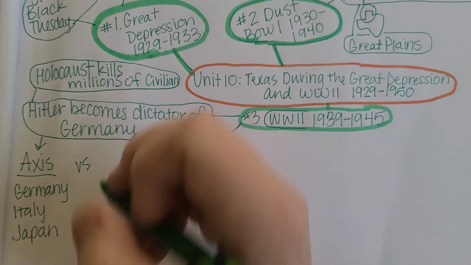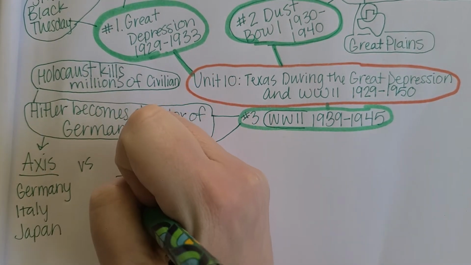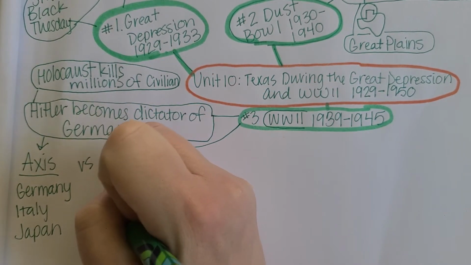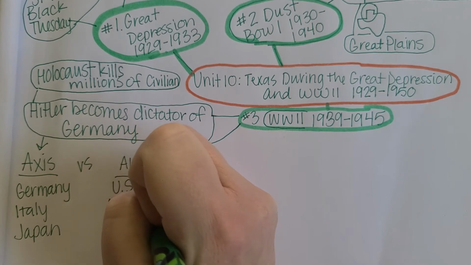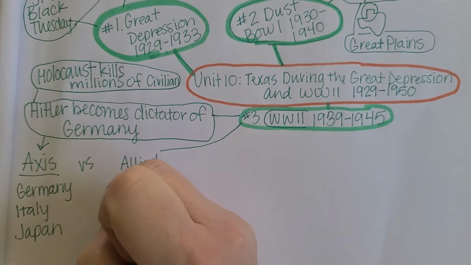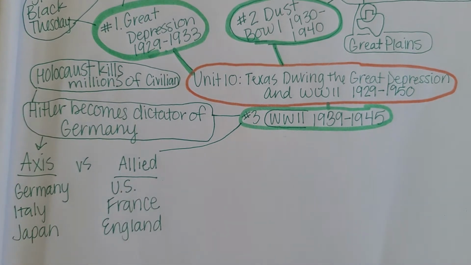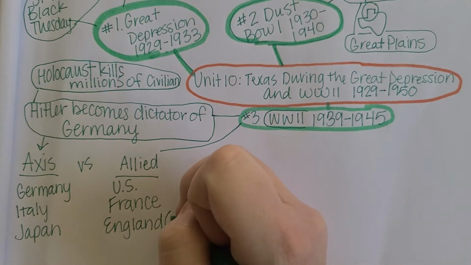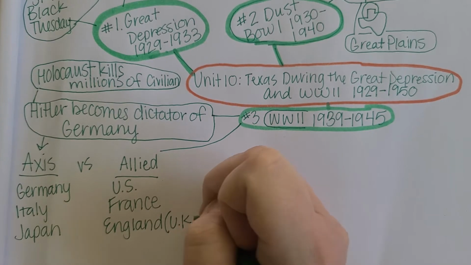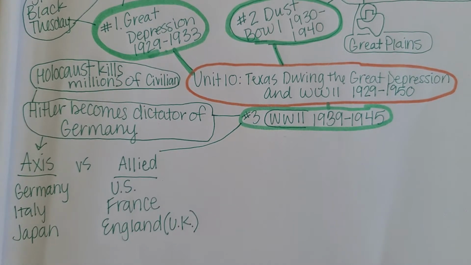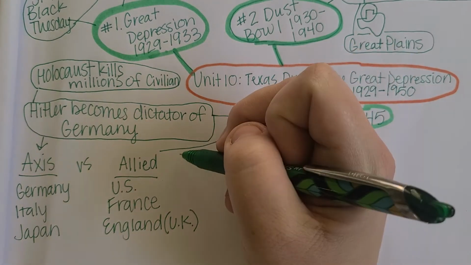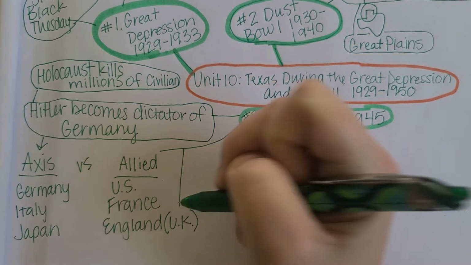Now we're looking at Allied powers. There were many countries on the Allied power side, but here's some big, powerful ones. The United States, France, and England. Did you know that England is also called the UK? That's the same place. The UK has several states within it. A lot of people don't know that, but England is one of the states of the United Kingdom. It's also sometimes called Great Britain.